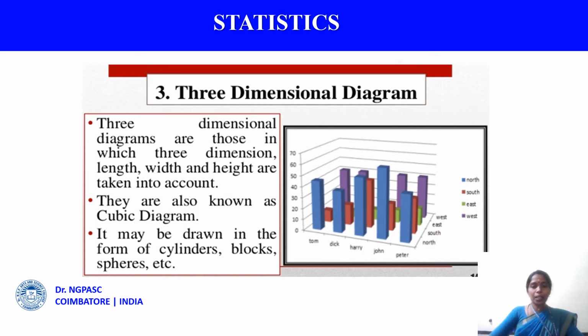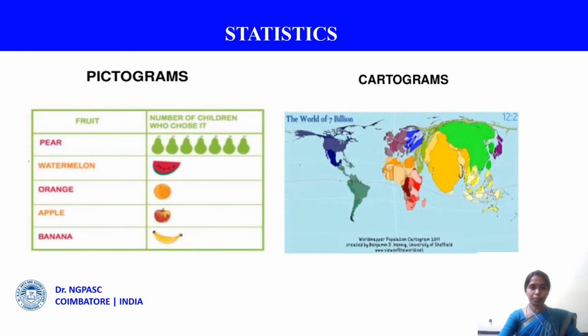Next one, three-dimensional diagrams. So three-dimensional diagrams are those in which three dimensions, length, width and height, are taken into account. They are also known as cubic diagrams. They are drawn in the form of cylinders, blocks, spheres, etc. So we are most probably not using this three-dimensional diagram in our syllabus, but you can just visualize how it looks like. Okay. Then next one is pictograms.